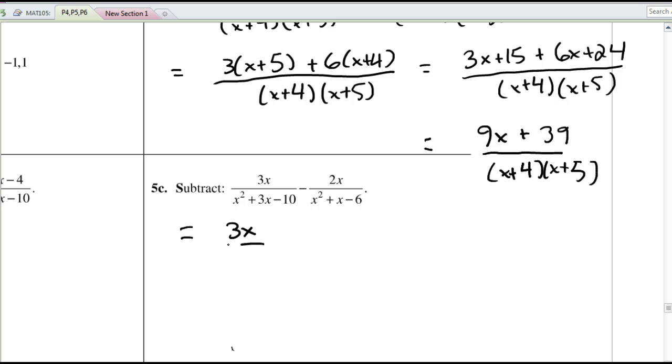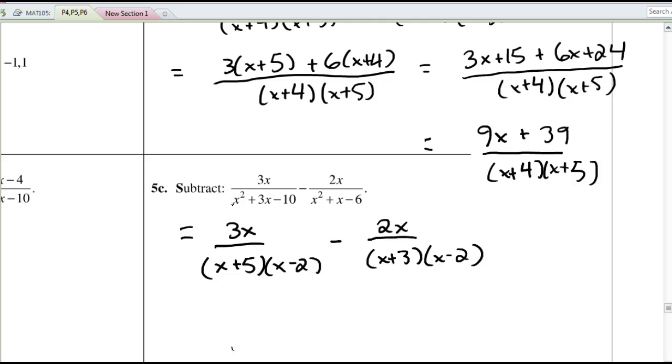So the first one is going to be x plus 5, x minus 2. And the second expression is going to be x plus 3, x minus 2. So again, all I'm doing is factoring this and factoring that. If you have to do that on some scratch paper and take a little extra time, that's perfectly fine.